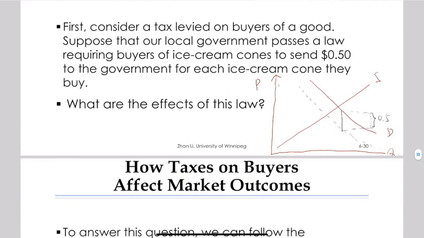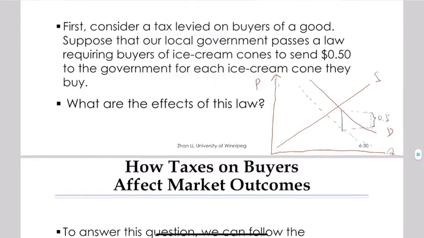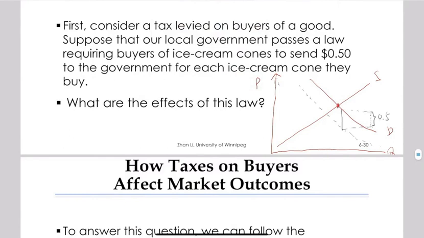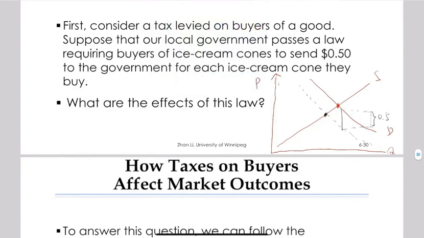Now, if the shift of the demand curve here is correct, let's see what would happen to the equilibrium. In the beginning, the equilibrium was here, and after the tax, the equilibrium would be here, right? Now, let's see how quantity would change. Well, obviously, the equilibrium quantity will decrease. Now, how will price change? Right? Let's see how price will change.